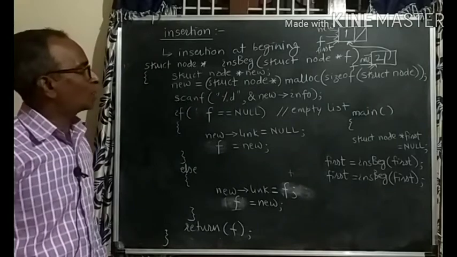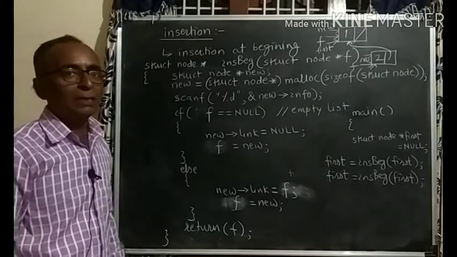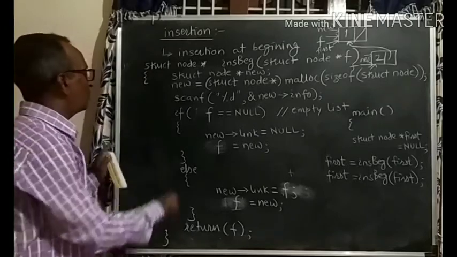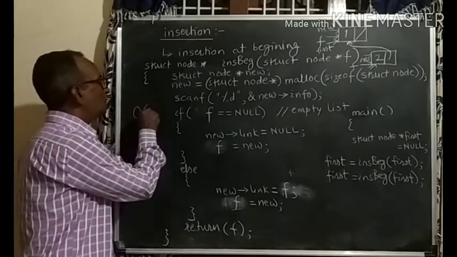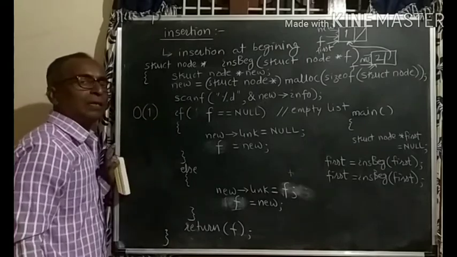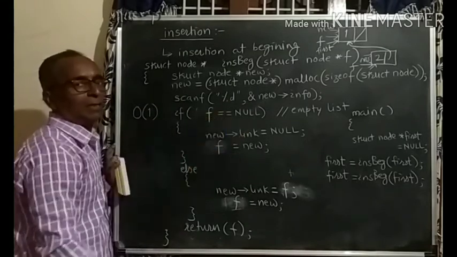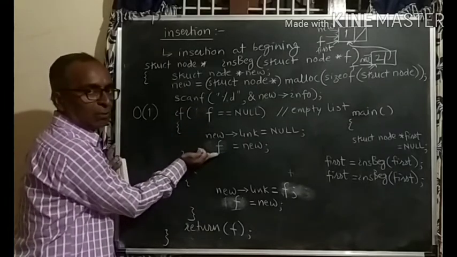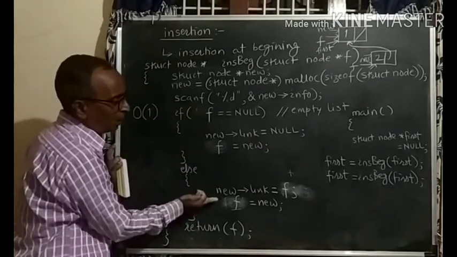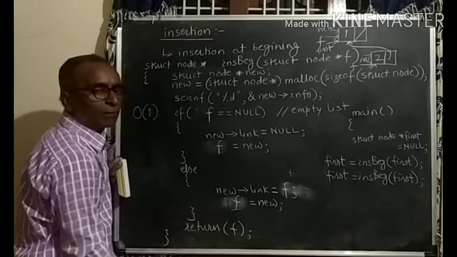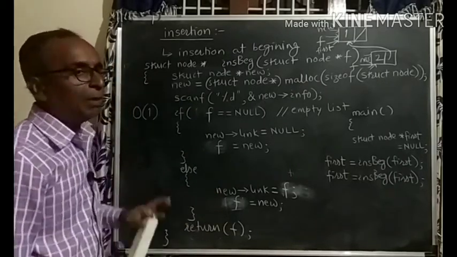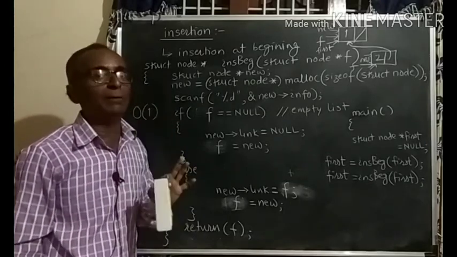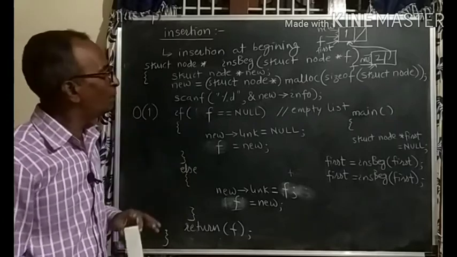So this is all about insertion at beginning, and we said this is big O of 1, a constant amount of time. There is no need of traversing or processing. If the linked list is empty, this will be done in a constant amount of time. If the linked list is not empty, this will be done in a constant amount of time. So insertion at beginning will always have complexity big O of 1. That is, constant time is required.